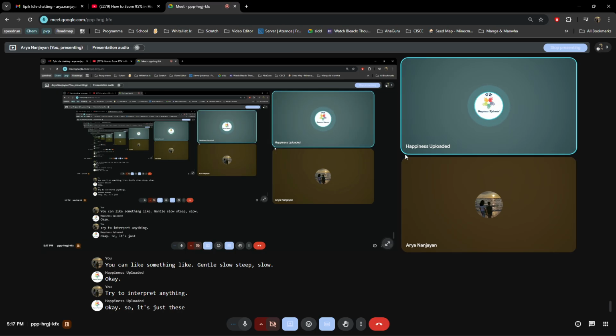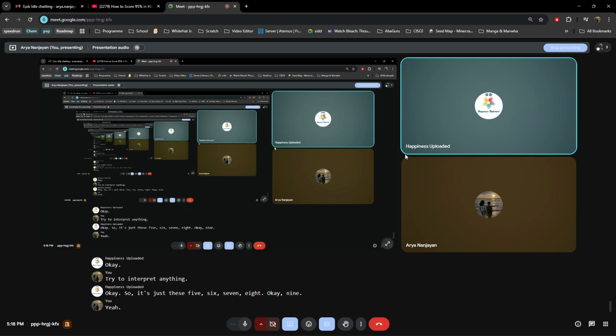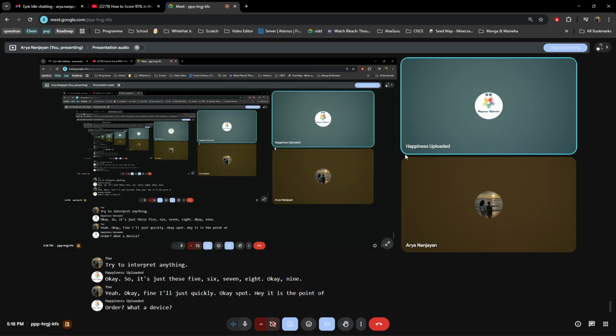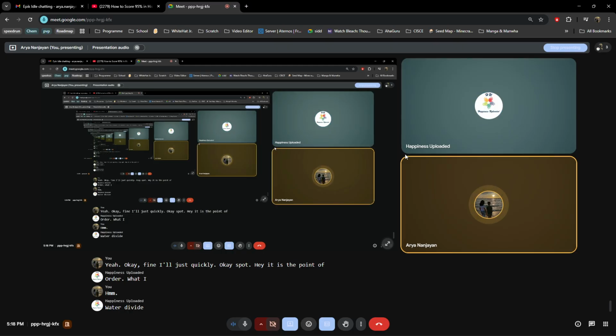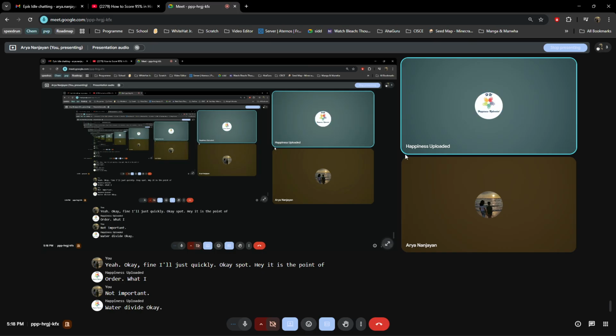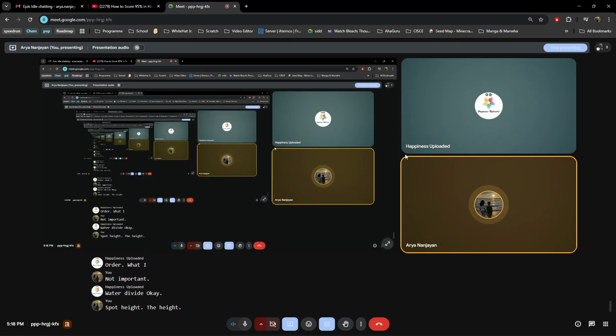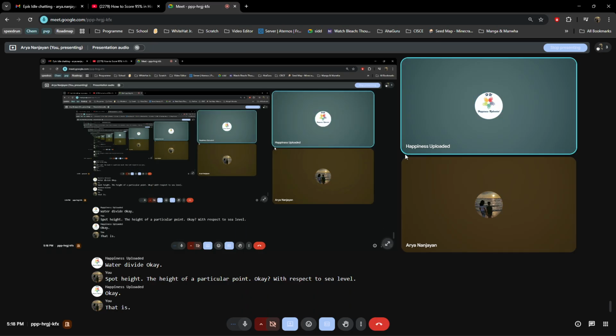So it's just these five, six, seven, eight, nine. I'll just quickly explain. Spot height is the point of view. Water divide is not important. Spot height is the height of a particular point with respect to sea level. That is spot height.